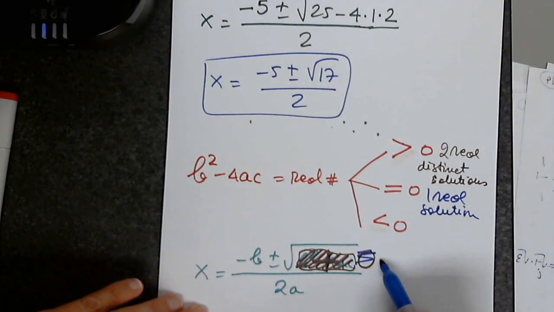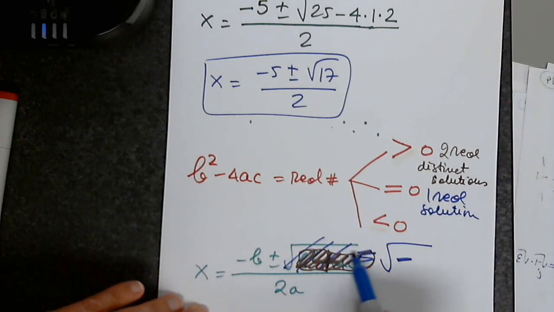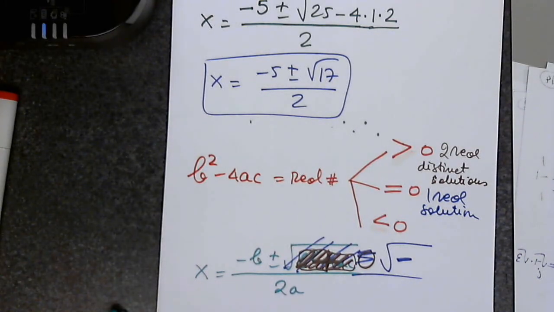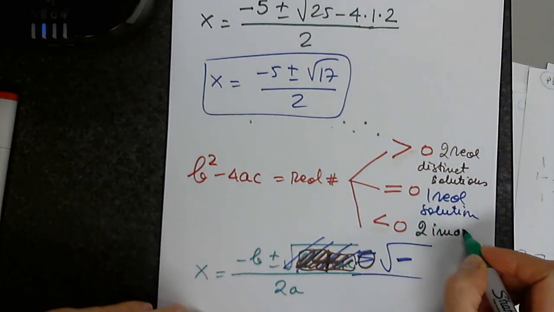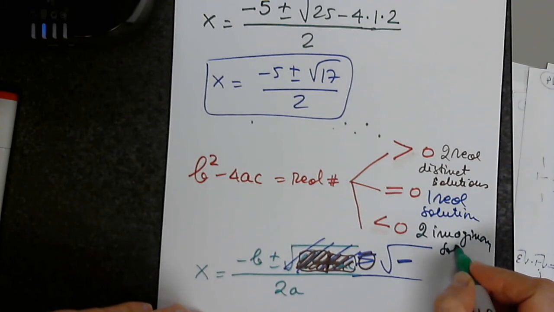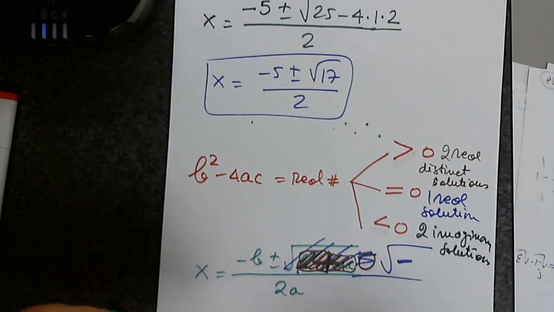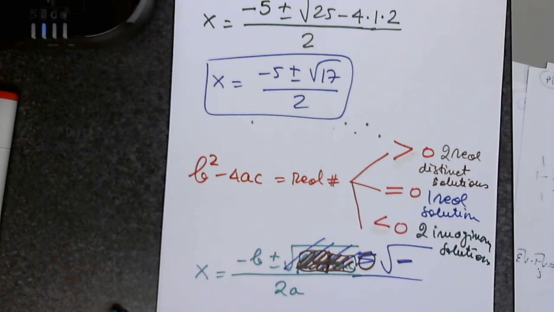Now let's see what happens when the discriminant is negative. So in here, I have the square root of a negative number. How many solutions and what type? And we encountered all these situations here. 2, however, imaginary solutions. And you will see when we get to graphing a quadratic function how important this idea is.